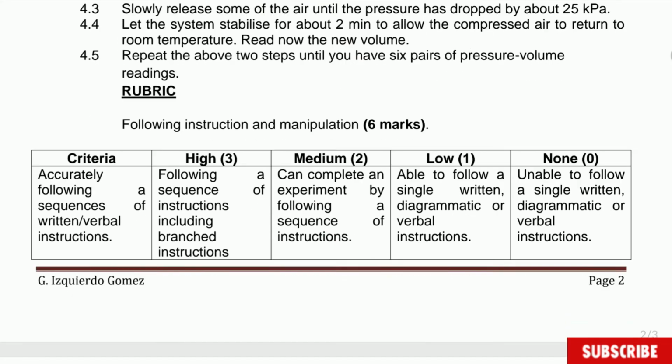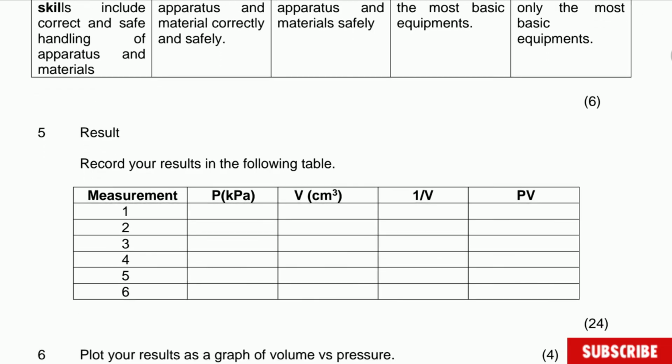Remember, you will have to take 6 readings. It could be less, it could be more, it depends on the experiment, guys. So you're going to take readings of pressure and you're going to take readings of volume. Now, this one here is by calculation: 1 over volume, and multiply pressure by volume.